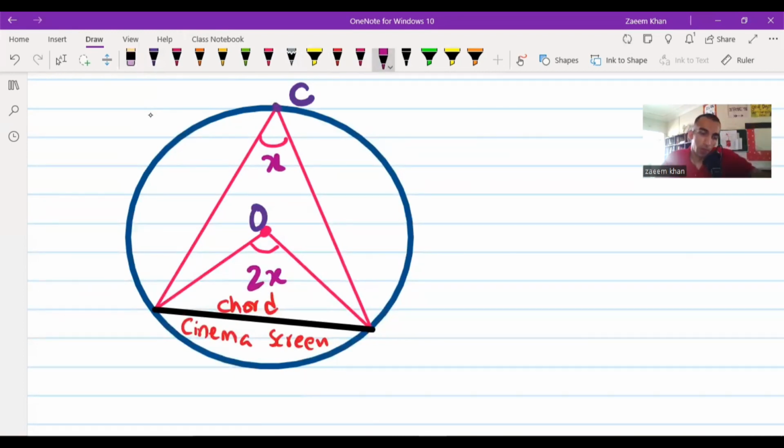Do you know why people do not prefer to sit closer to the screen at the cinema? Because it's too much to view at once, at the same time. So the guy sitting at the point O, his angle is going to be twice the size of the angle of the guy sitting at the back. Now, what's the official term for it? The angle at the center is twice the angle at the circumference. Excellent.